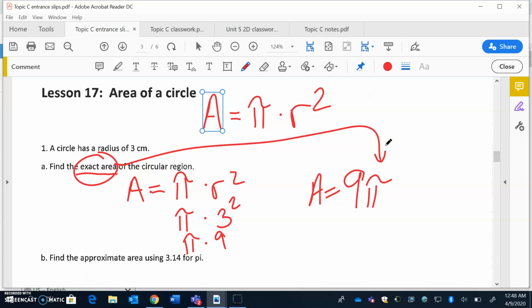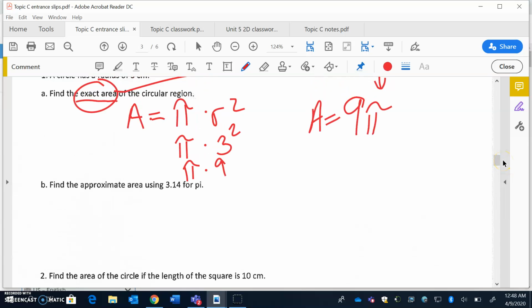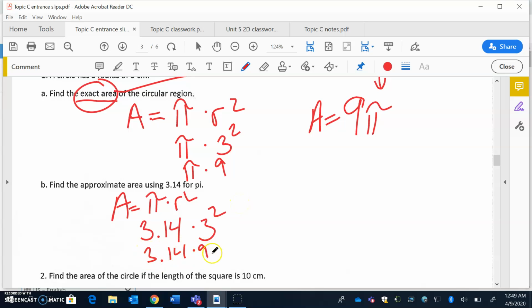Now, for the next one, they ask you, same situation, but let's use 3.14. So this time when I use my formula of pi times radius squared for area, they're telling me, hey, use the 3.14 and multiply it by the radius being squared. So I need to do 3.14 times 9. You can reach for your calculator, type that in. You're going to get the answer of 28.26.